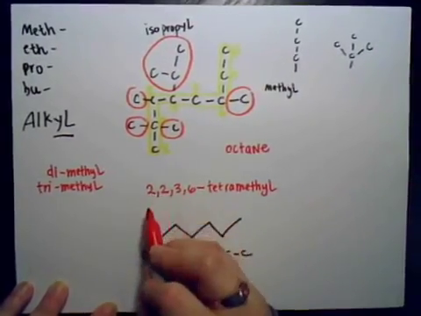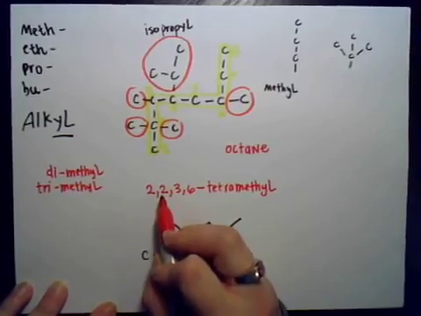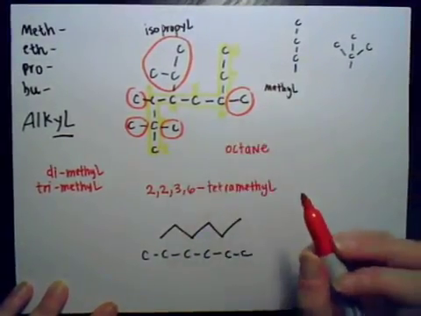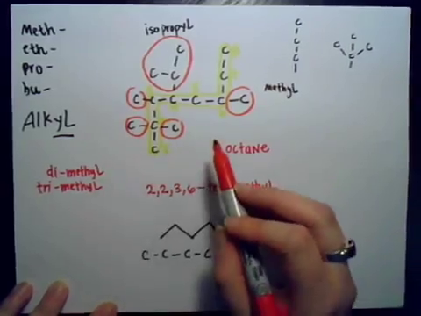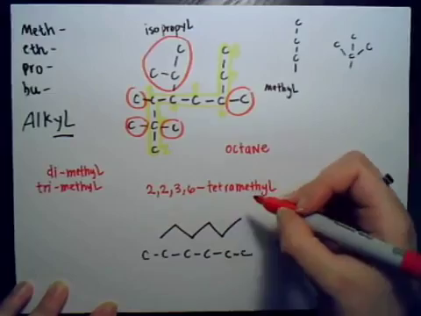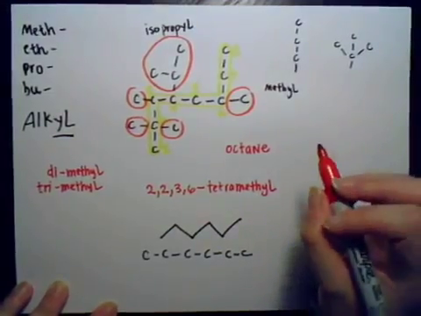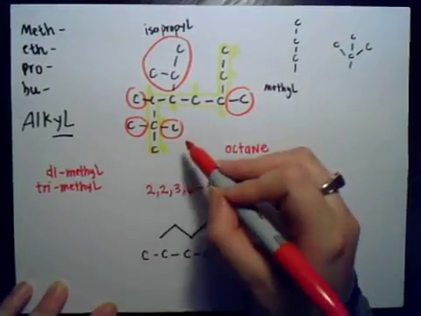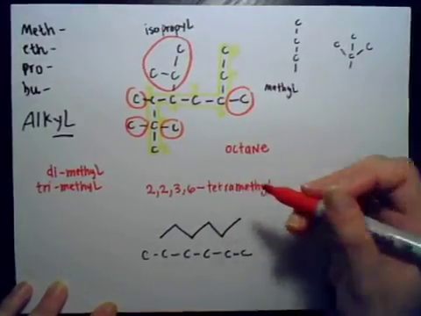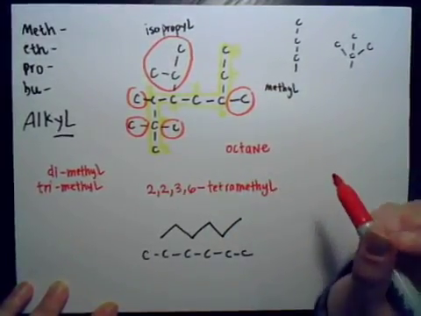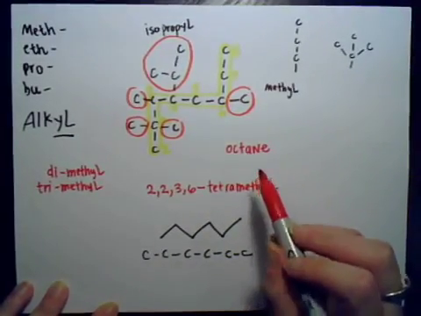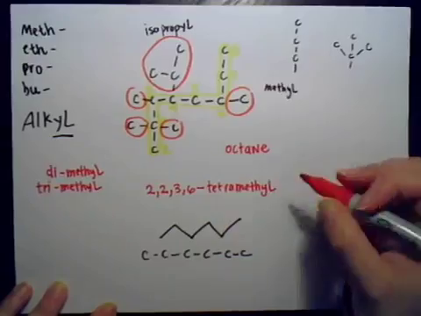Also note that I wrote the 2 twice. You might be wondering, why would I write that twice? We already know that it's on carbon 2. Well, there's 2 of them, and if you don't put the extra 2, your reader might not know where that 4th methyl group goes. So you have to make sure that if there's 2 substituents on the same carbon, you write that number twice. Okay, so 2, 2, 3, 6 tetramethyl octane is what we have so far.